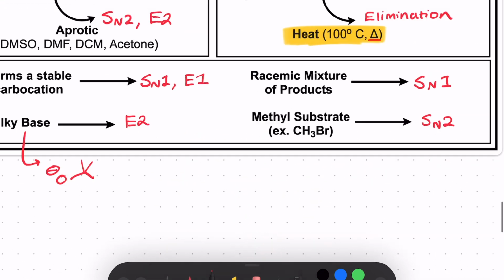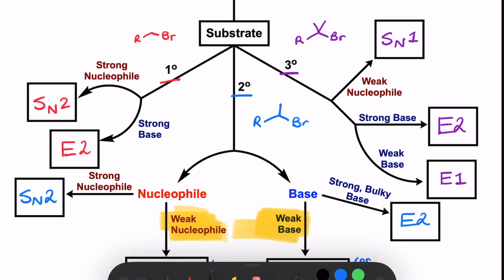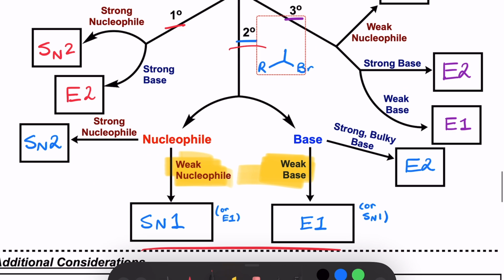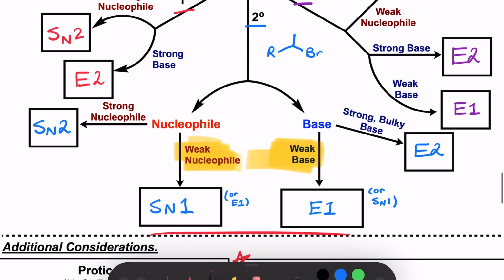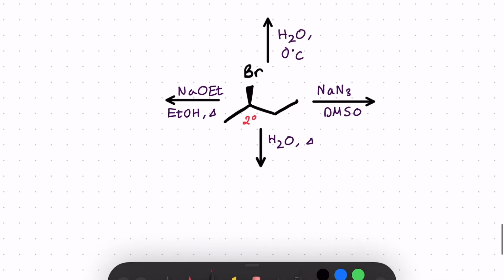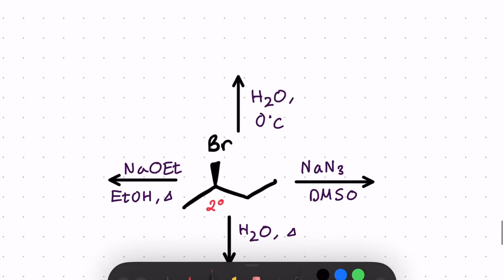So if I go back up to this flowchart, my secondary substrate, now I immediately have to think, all right, any one of these four could work here. Okay, so it's a secondary substrate, everything is on the table. So I'm going to start at the very top here. Okay, so secondary substrate, I'm reacting it with water at 0 degrees Celsius.